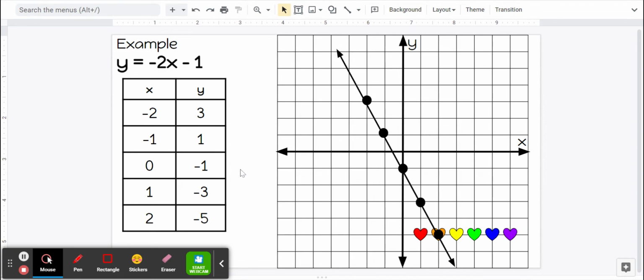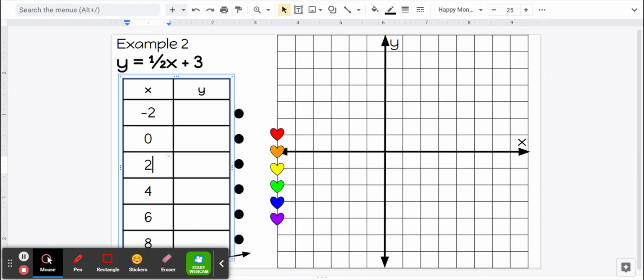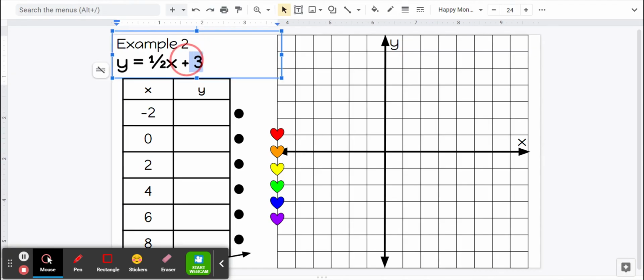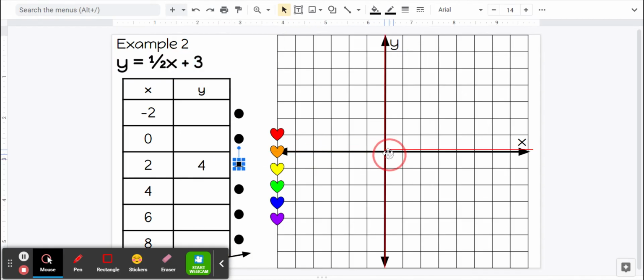All right, let's try another one. The next one is a little bit silly. It has a fraction, but don't worry, it's not that hard. Half times a number also means half of a number. Okay, so if we replace x with, you know what, I'm going to start with positive 2. If we do half times 2, half of 2 would be 1. And then 1 plus 3 more would be 4. So to graph that, I start at the origin, go over 2, up 4.